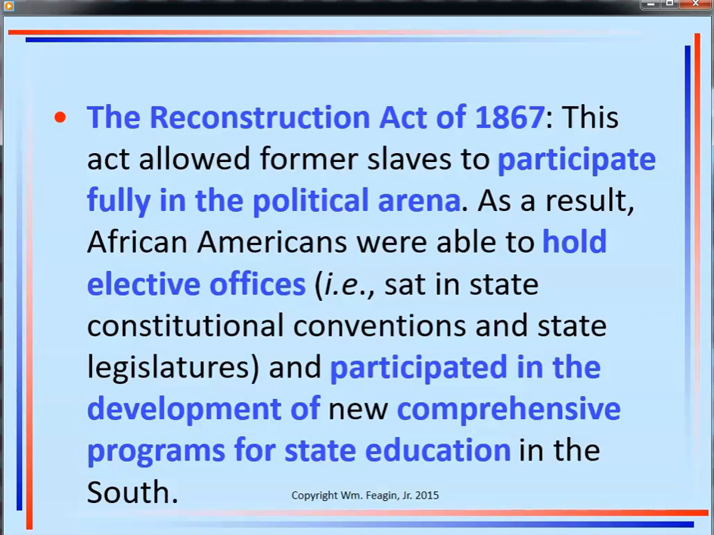So not only were African Americans enfranchised during this period, but white Confederates who had participated in the treason against the United States, as it was perceived, were disenfranchised. The combination of those two things, African Americans being enfranchised, whites being disenfranchised, meant that African Americans were able to serve in positions of authority, get elected to positions of authority like constitutional conventions and state legislatures. They participated in the development of new comprehensive programs for state education in the South. Okay, so that's a big one.